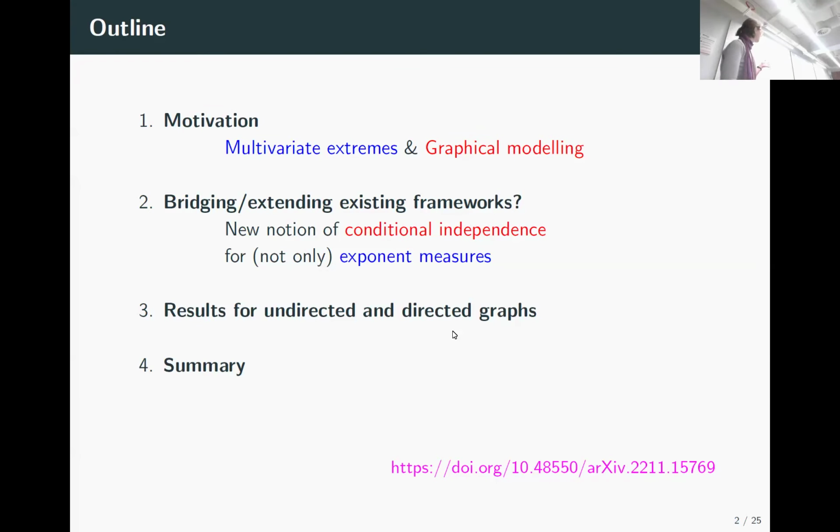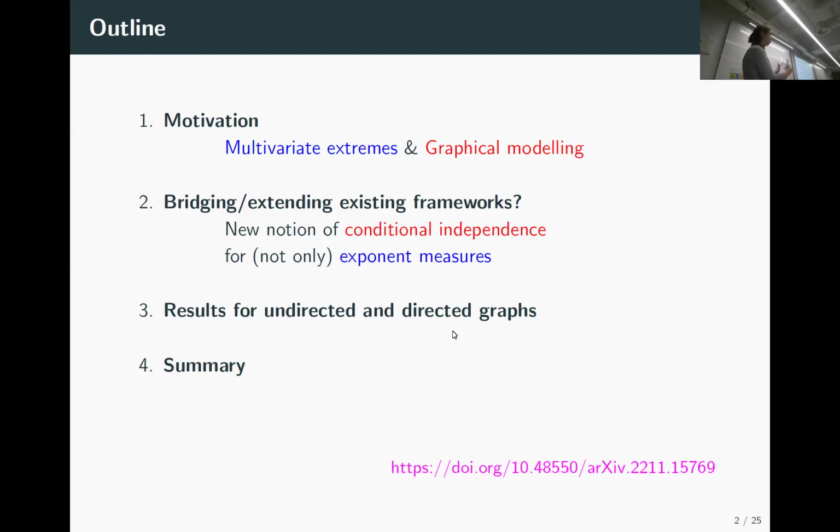I'm going to start with some motivation, maybe a journey, a direction from which I've been coming to this topic. It's going to be about multivariate extremes and graphical modeling. In order to get there, I will have to say a few words on both things: first, multivariate extremes, and then graphical modeling.